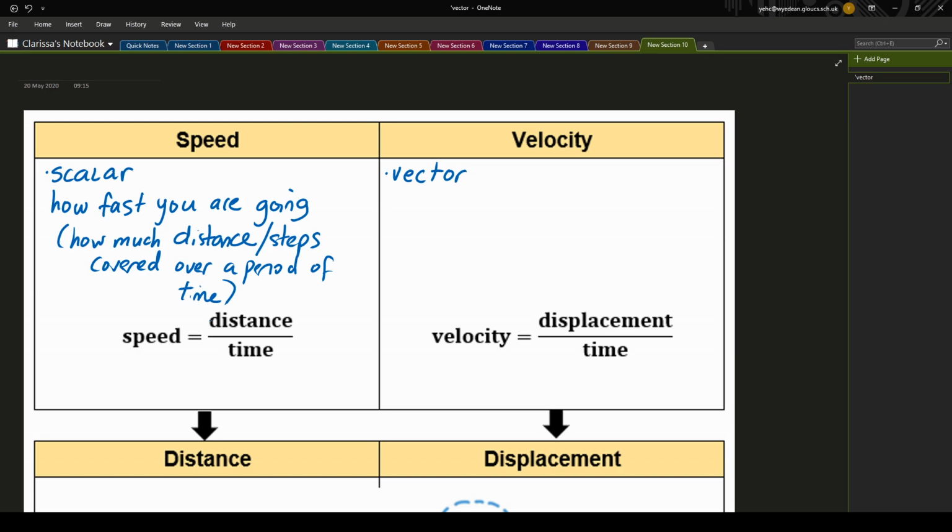So you can go faster or slower depending on how many steps you're taking in 5 seconds or 10 seconds or anything like that. So speed is just how fast you are. That's it. Direction does not matter. Velocity is the same as speed, but direction matters. It's how fast you're going in a particular direction.